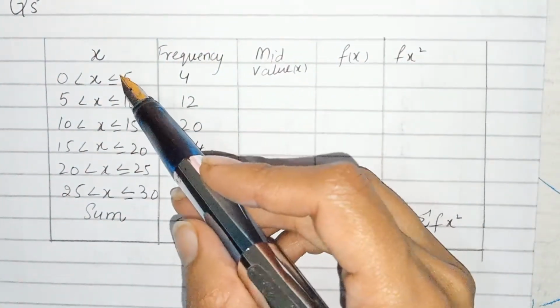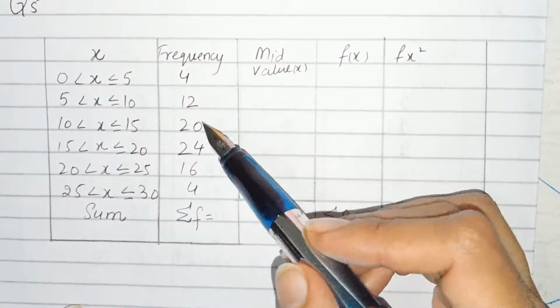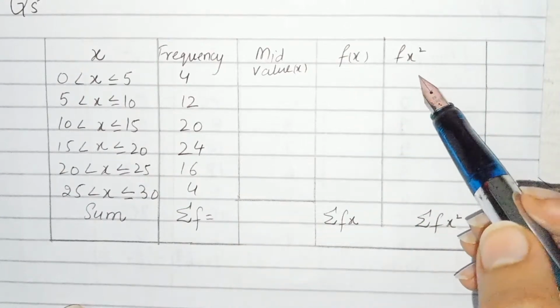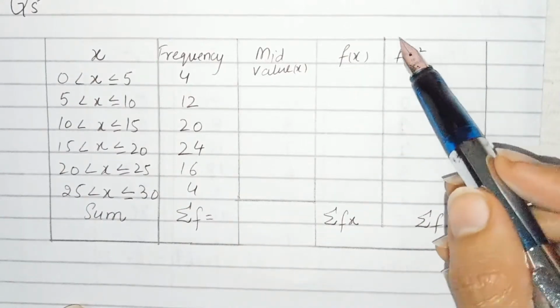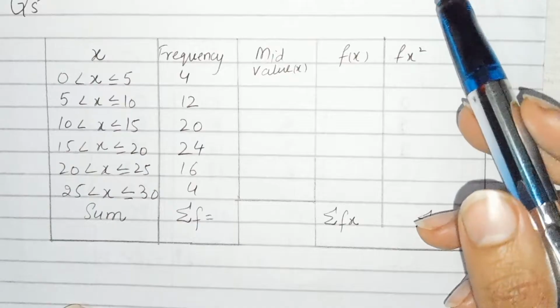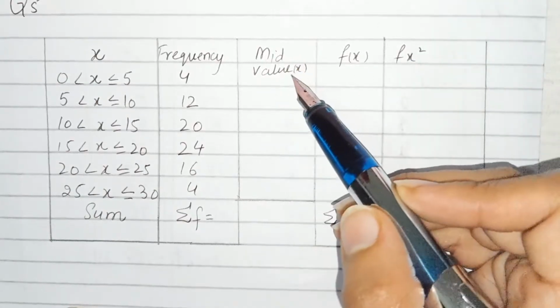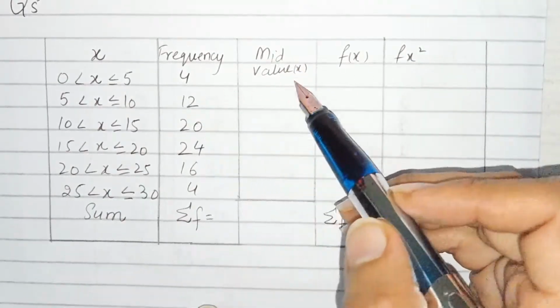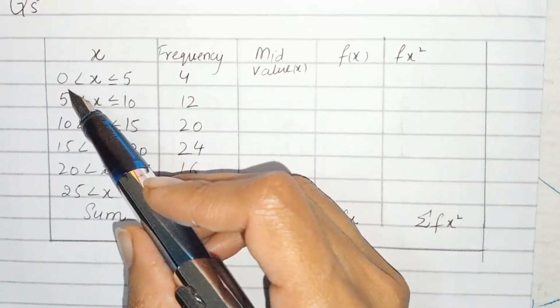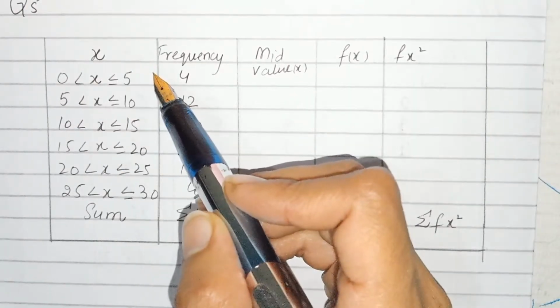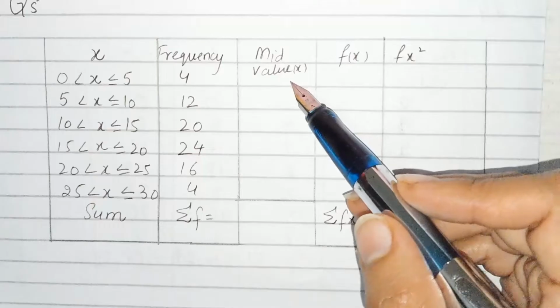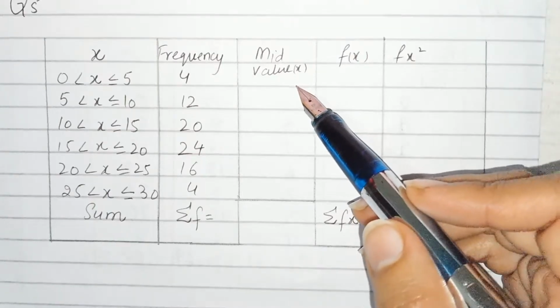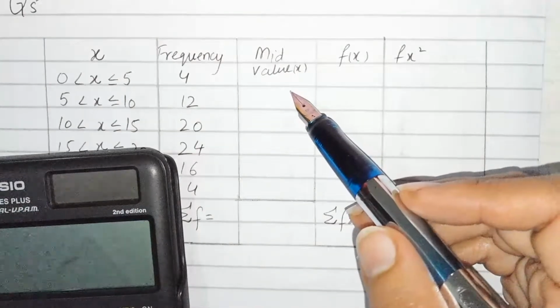These are the values of x which are given in the table. This is the frequency, and this is fx, and this is fx square, because both values come in that formula. Now students, what is the midpoint? The midpoint is the x. The x values are from 0 to 5, and to calculate it we first have to find the midpoint, and it's very easy to find the midpoint.